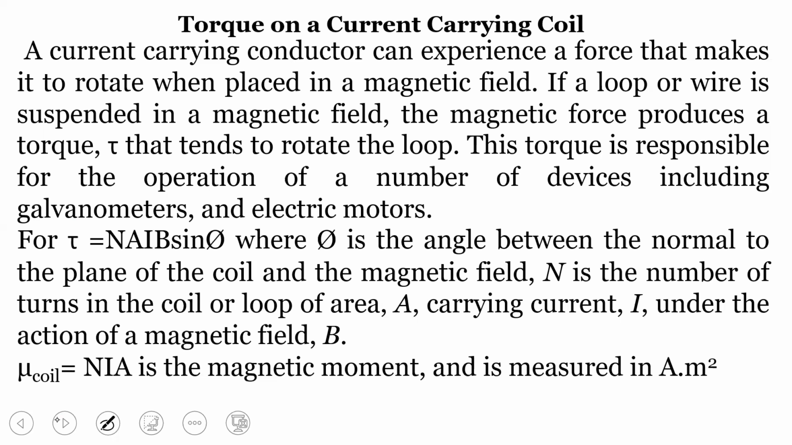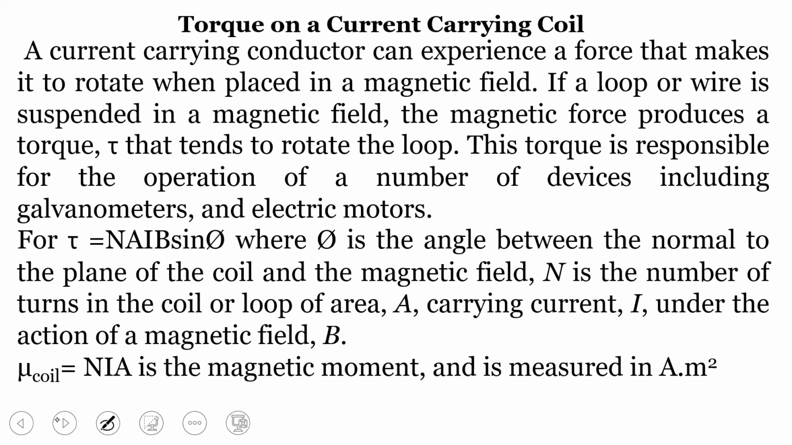But let's come back to talk because time is running low. So, okay, I think it's better I read through. A current carrying conductor can experience a force that makes it rotate when placed in a magnetic field. If a loop or wire is suspended in a magnetic field, the magnetic force produces a torque that tends to rotate the loop. The torque is responsible for the operation of a number of devices, including galvanometers and electric motors.